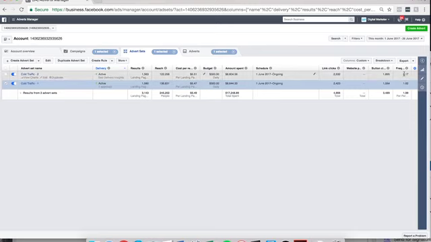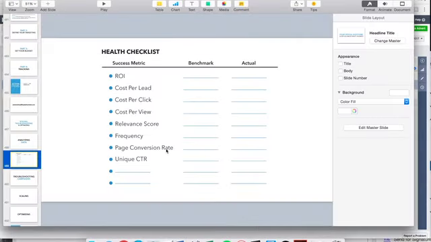But frequency, as long as your frequency isn't over 10, you're totally fine. It's just a great metric to track to see, okay, is this particular audience getting tired of this ad? Have I shown this ad too many times? Then we're going to look at page conversion rate and unique click-through rate.